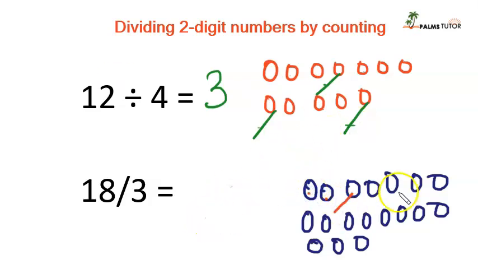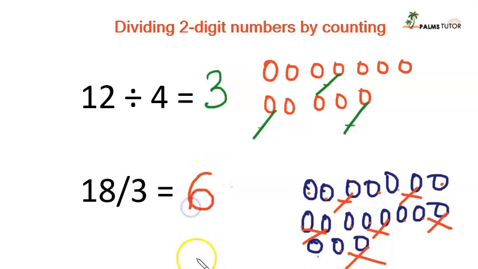1, 2, 3. 1, 2, 3. 1, 2, 3. 1, 2, 3. 1, 2, 3. 1, 2, 3. Oh, no remainder again. So let's see how many groups we have. 1, 2, 3, 4, 5, 6. So 18 into groups of 3 would have 6. Okay, so we have 6.